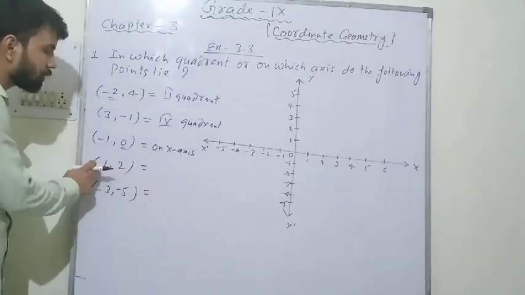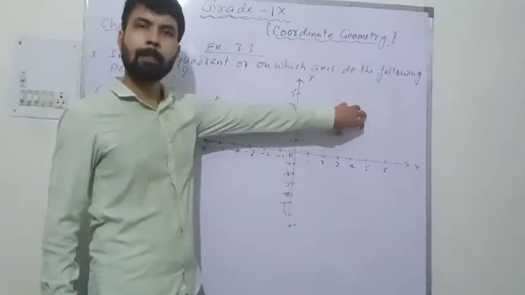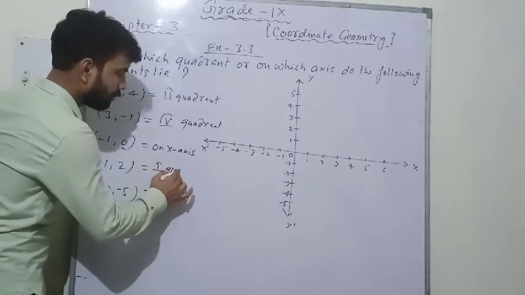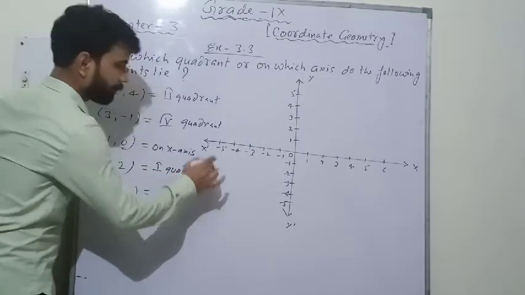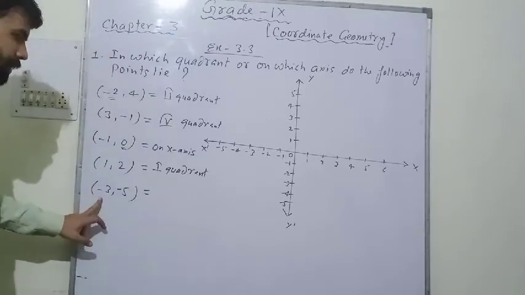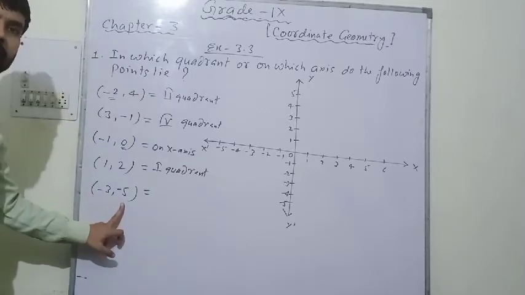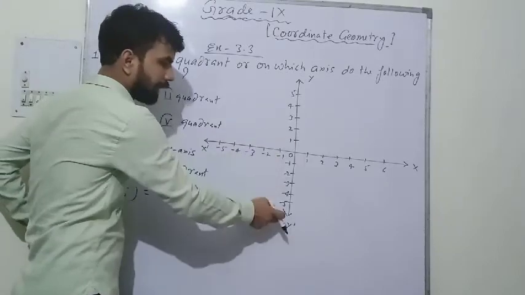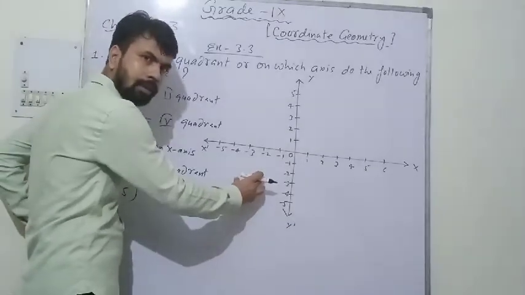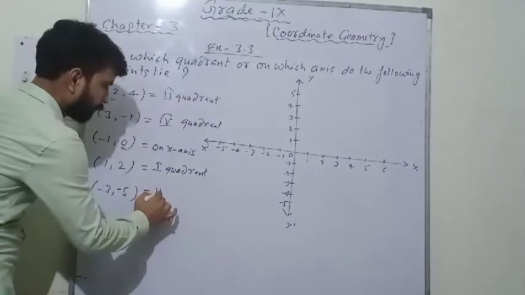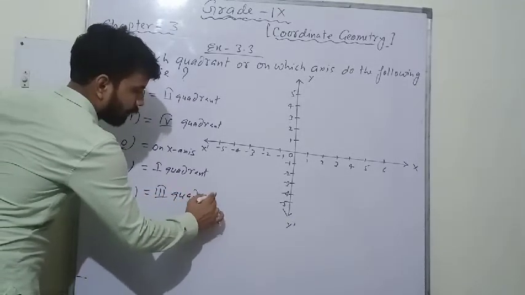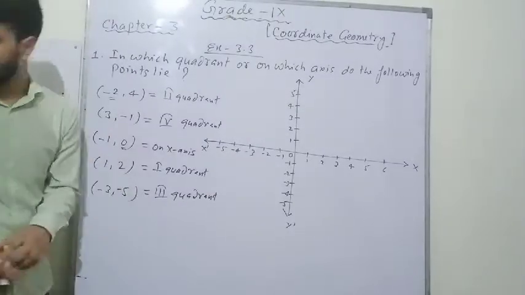1 and 2. So see, x is positive, y is also positive. If both are positive, then the point will lie in the first quadrant. So first quadrant. And here x is negative and y is also negative. Both are negative. So x is negative here and y is negative here. So the point will lie in the third quadrant. Clear? Half the question is solved.